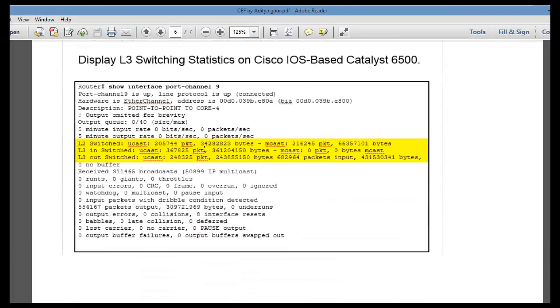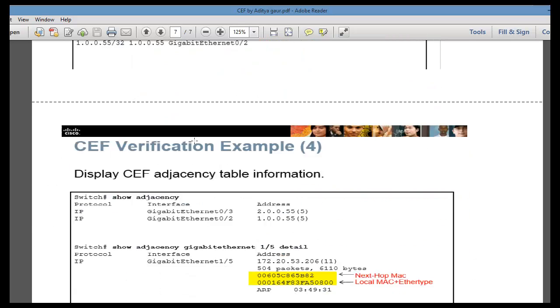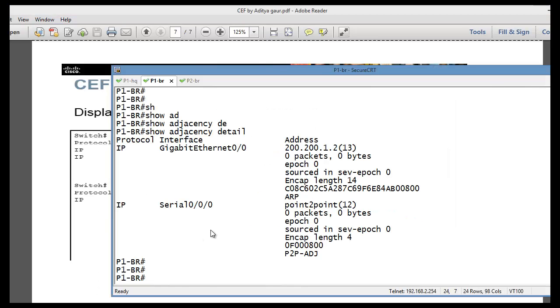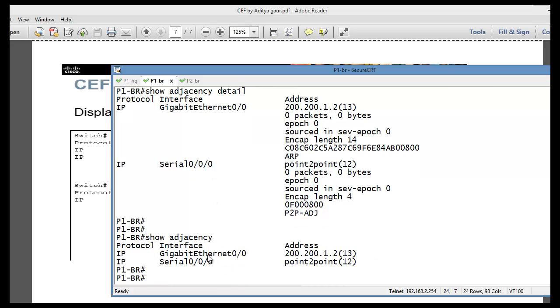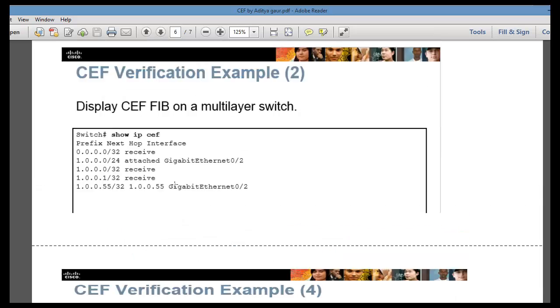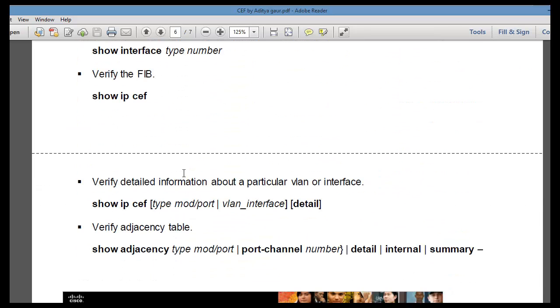Let me verify if anything is left. We have run the commands show ip cef and show adjacency, or you can just run it without detail. These are the adjacencies, gigabit 0/0 and serial as well. I think I have finished all of these things. I hope this is informative for you, and thanks for watching.